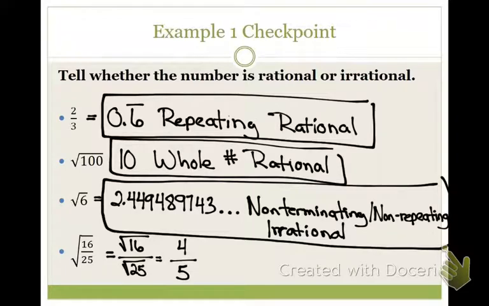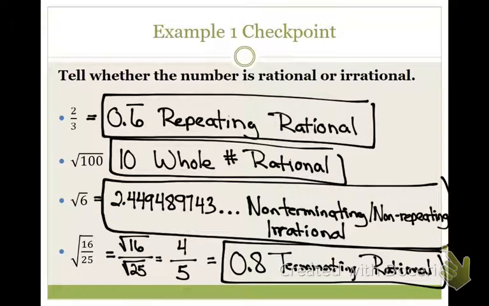All right, so what decimal value did you get? 0.8. So is that a whole number? No. What is it? It's a terminating decimal. It doesn't repeat. It's a terminating decimal, so I'm just going to write terminating. And then, since it's a terminating decimal, what kind of number is it? It's rational, okay?